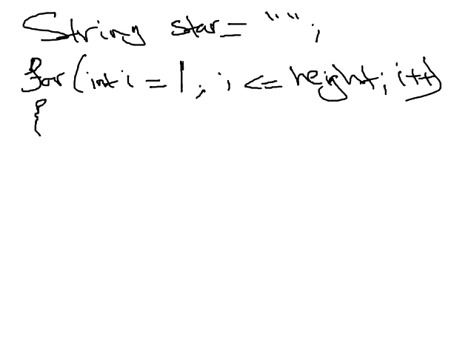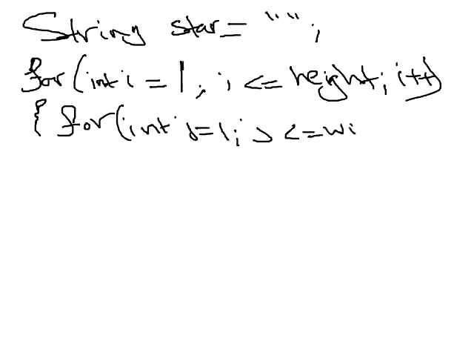So inside this, we can have a nested for, because they're working together. We can have another for, this time for the width. We can use another variable called j. The j will also start at 1, and j will finish at the width, and call it j++ for increment.